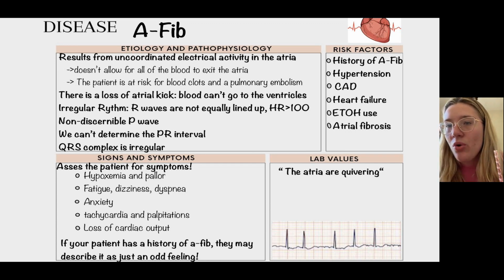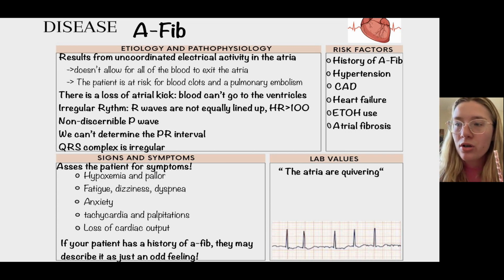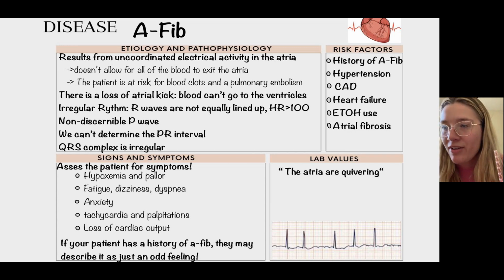But how do I know that this is A-Fib? Look at my R to R waves. They are not equidistant between each R to R. My first R to my second R wave is very small. Then my second R wave to my third R wave is very large. Then from my third to my fourth, I'd say it's a little bit medium.